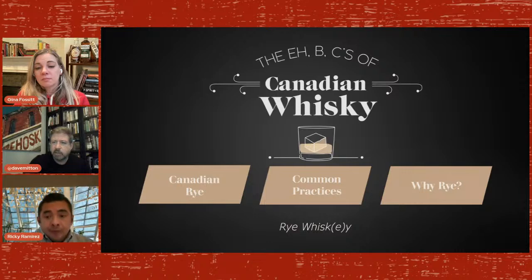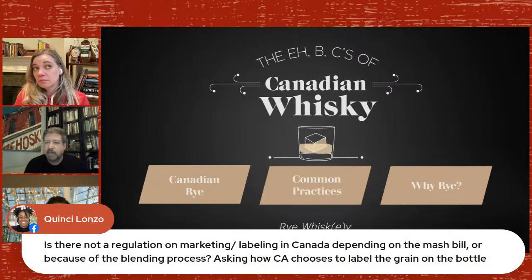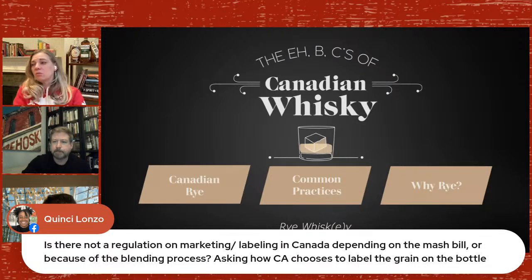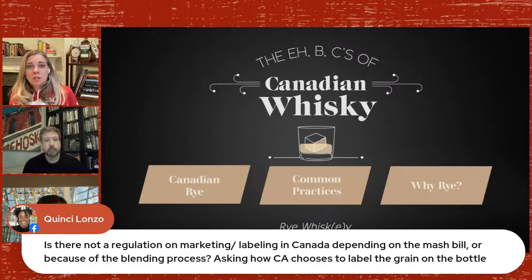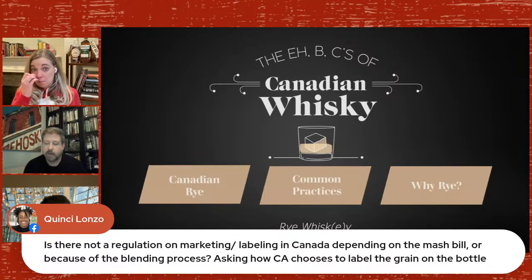Well, let's read it, make sure. Is there not a regulation on marketing, labeling in Canada depending on the mash bill or because of the blending process? Asking how Canada chooses to label the grain on the bottle. I feel you did tackle that. Yeah, I mean, they don't have to call out the grains on the bottle. No. So, for instance, here in the US, rye whiskey is at least 51% rye. Do we have to put the rest of the mash bill on the label in the US? Nope, don't have to. Again, right. But we don't have to.